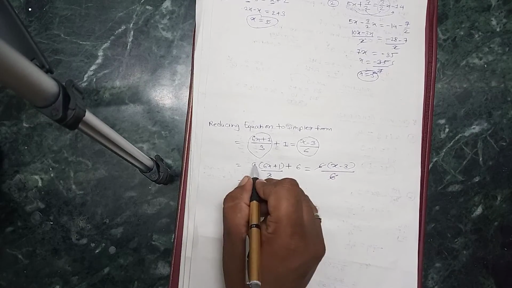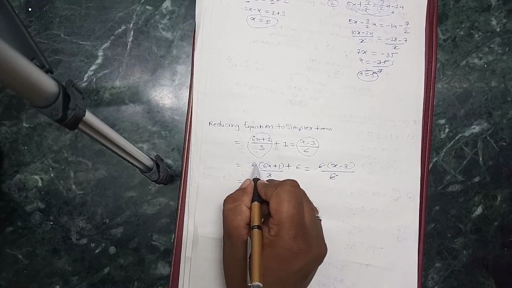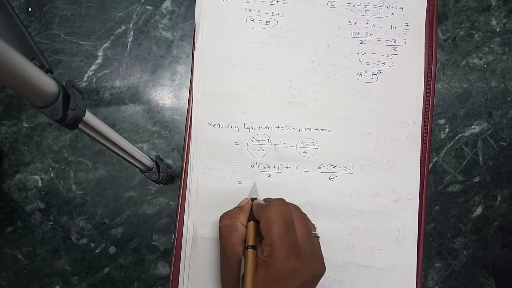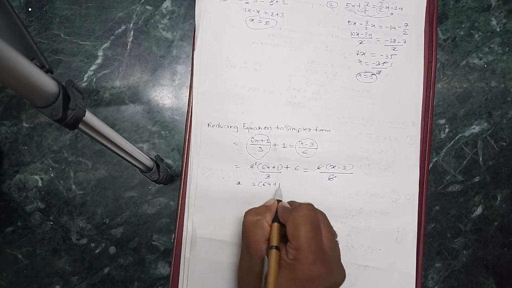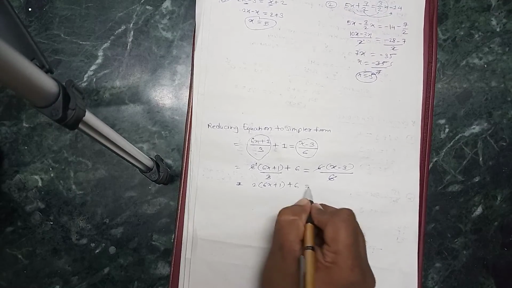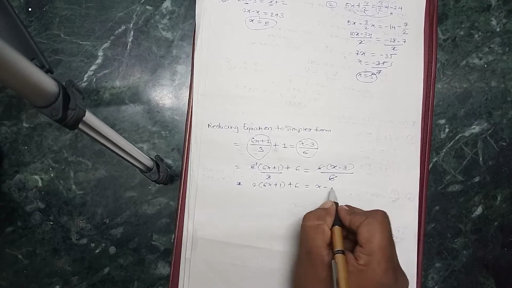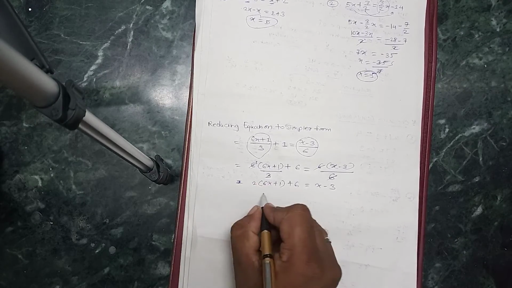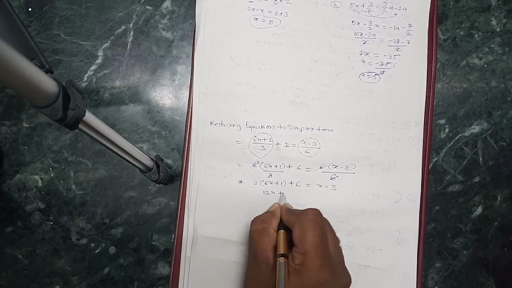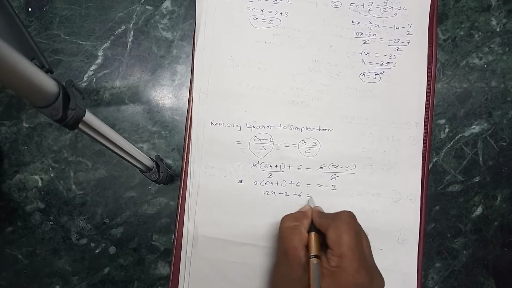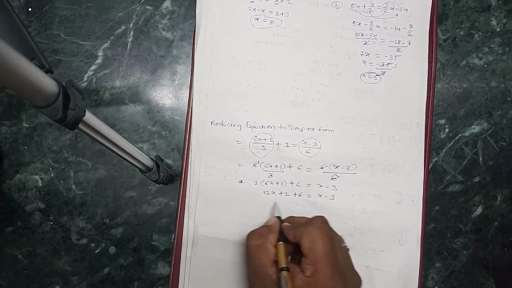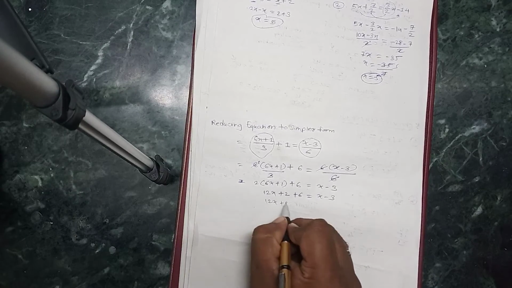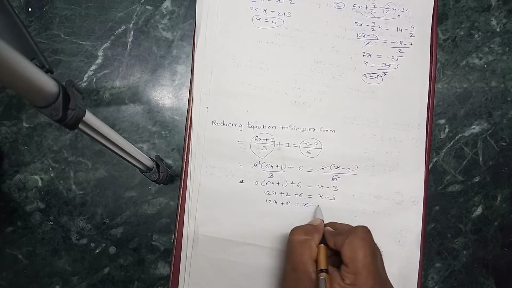this 3 by 3, 3 into 2 is 6, so 2 will come here, 2 into (6x plus 1) plus 6, and here x minus 3. So 2 into 6 is 12x plus 2 plus 6 equals x minus 3. 2 plus 6 is 8, 12x plus 8 equals x minus 3.